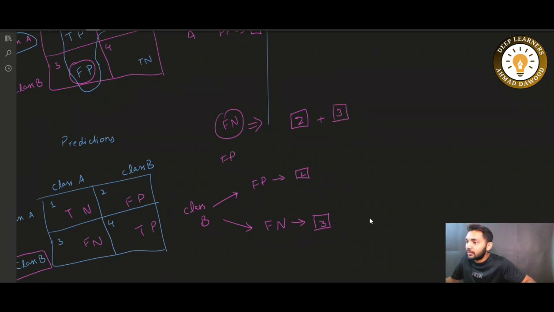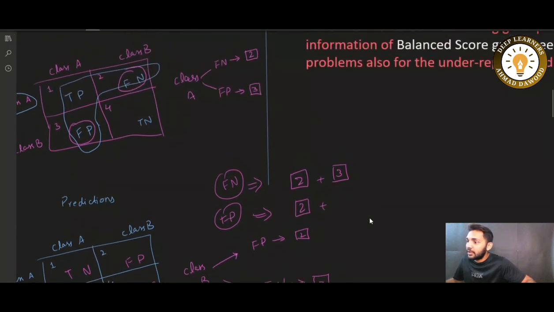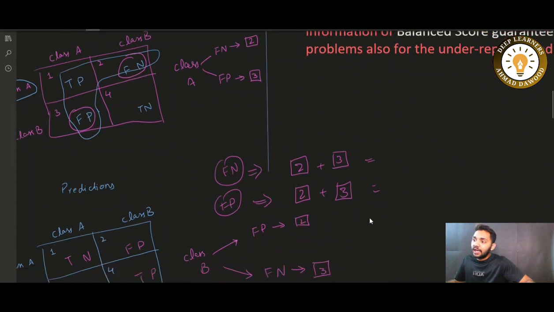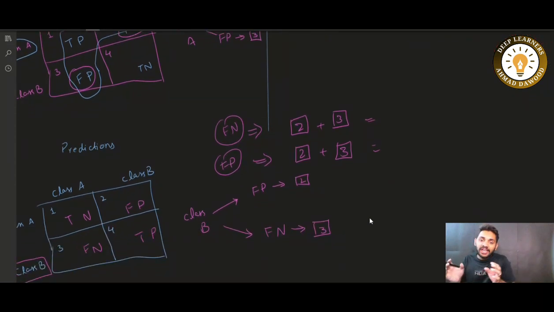Okay, so if I compute the total false positives for both classes, in the case of class B, the false positives are lying in cell number 2, and in the case of class A, the false positives are lying in cell number 3. So you are getting the idea here that when you calculate the total false negatives for all the classes, or the total false positives for all the classes, you are getting the same value. That means how many total false predictions were made by your model.